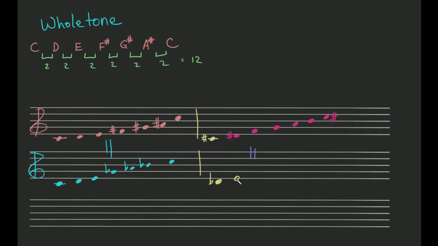If you start on a flat instead, you would just name these enharmonically. So you have D flat, E flat, and then go to F, G, A, B, and finally the D flat up here, where you skip this note there. Okay, you skip that space just like you skip this line. Just like you skip this line, just like you skip this space, okay?